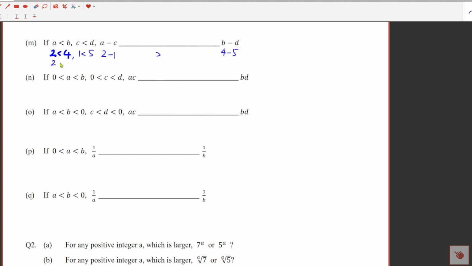Otherwise, you could also let A equals 2, 2 is less than 4, and this time we could keep other numbers unchanged, but let D equals 2. In that case, A minus C is still 2 minus 1, which is still 1, right? But here B minus D is 4 minus 2, which gives you 2. So you should put a smaller than here. Or we could also keep everything unchanged, but let D equal 3. In this case, A minus C is 1, B minus D is also 1, right? So we can also put an equal sign here. Therefore, the relationship between A minus C and B minus D cannot be determined.